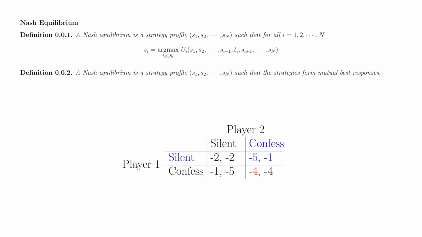A similar argument shows that confess-silent is also not a Nash equilibrium. We have now checked all the strategy pairs and learned that confess-confess is the only Nash equilibrium in Prisoner's Dilemma.